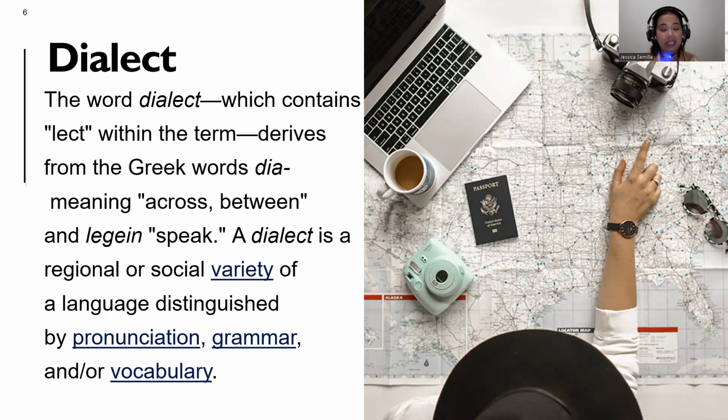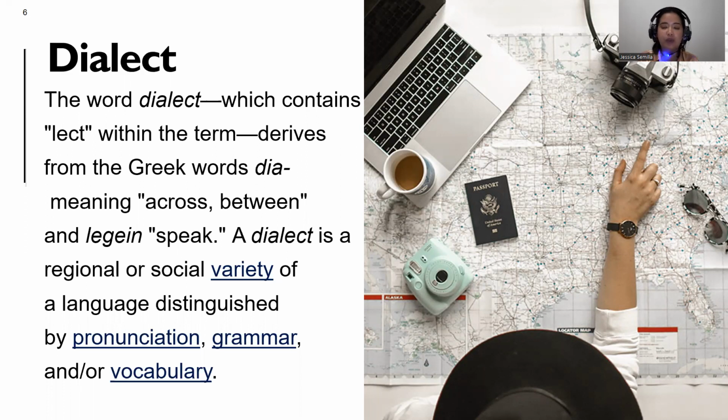So what do you mean by the dialect? I know you're very familiar with this one. So when we talk about dialect, this is derived from the Greek words dia, across or between, and lect, which is to speak. So when we talk about dialect, this is basically a regional or societal variety of language distinguished in pronunciation, grammar, or vocabulary. So if we are here in the Philippines, of course, we do have different dialects.